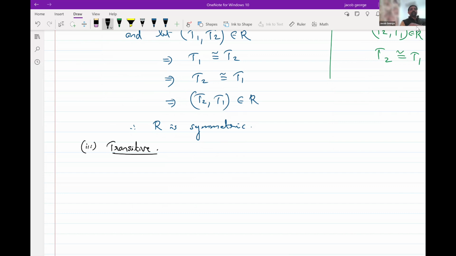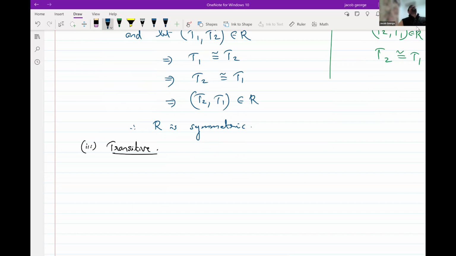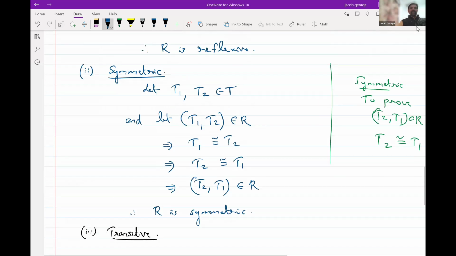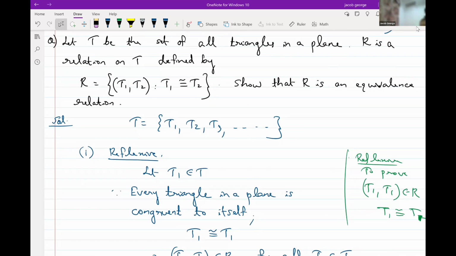Transitive, okay. For transitive, how many elements are to be taken from the basic set, can you say? 3 elements. Already given. That is a given condition. Look at there, this is very important. T1 comma T2 is an element of R. If this condition is satisfied, T1 is congruent to T2.